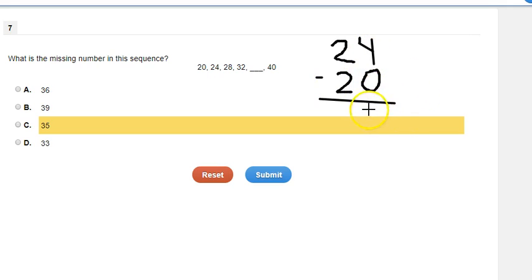4 minus 0 is 4. And 2 minus 2 is 0. So they are adding 4 every time. So 20 plus 4 is 24. 24 plus 4 is 28. 28 plus 4 is 32. We have to figure out what is 32 plus 4.